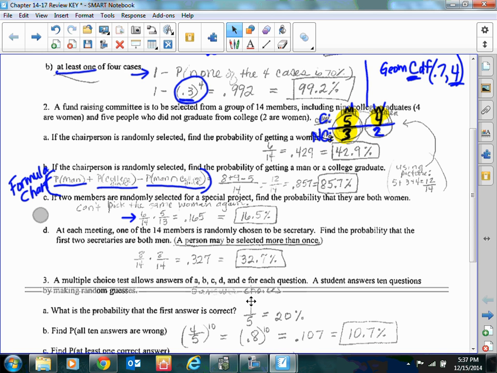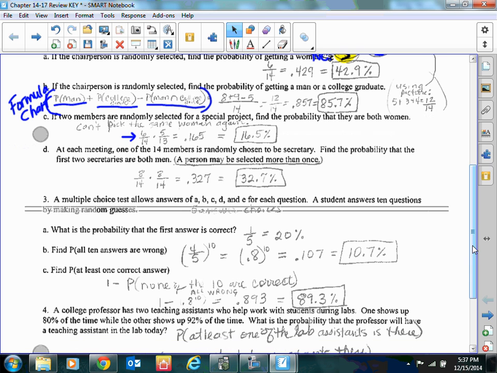At each meeting, one of the 14 members is randomly chosen to be a secretary. Find the probability that the first 2 secretaries are both men. So the first time and the second time. Now, because it says a person may be selected more than once, that means the first time the probability of it being a man is 8 out of 14.